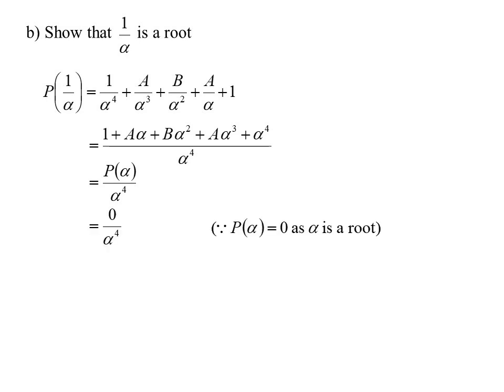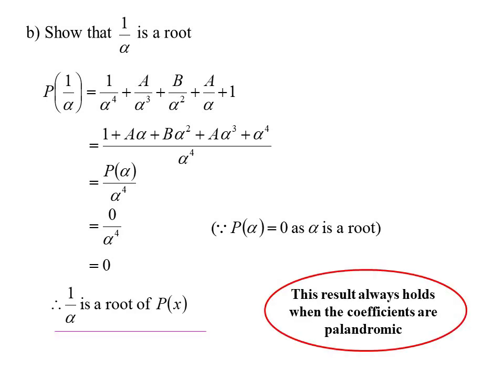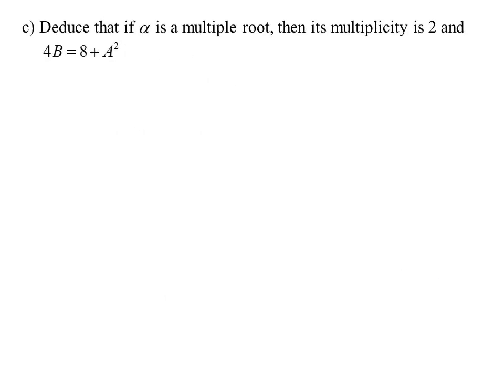So polynomial alpha is 0. It's a polynomial. 1 on alpha is also 0. Therefore, yes, 1 on alpha is also a root. And that result is always true when the coefficients are palindromic or symmetric. All right, step further. If it turns out that alpha is actually a multiple root, then its multiplicity has to be 2. There is no other choice. And further to that, 4b has to equal 8 plus a squared.